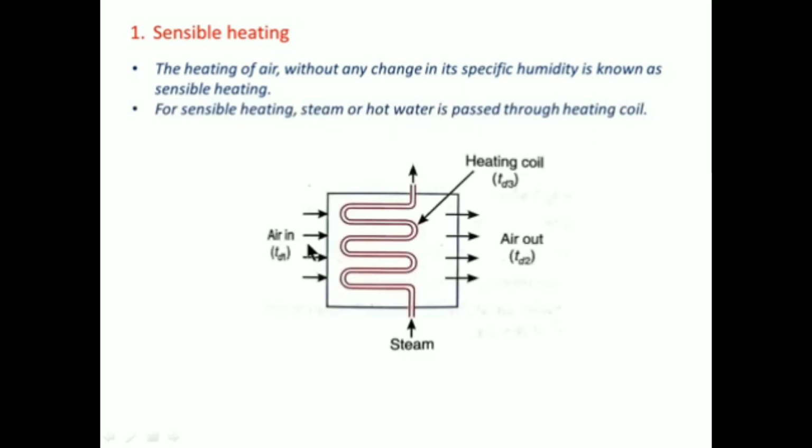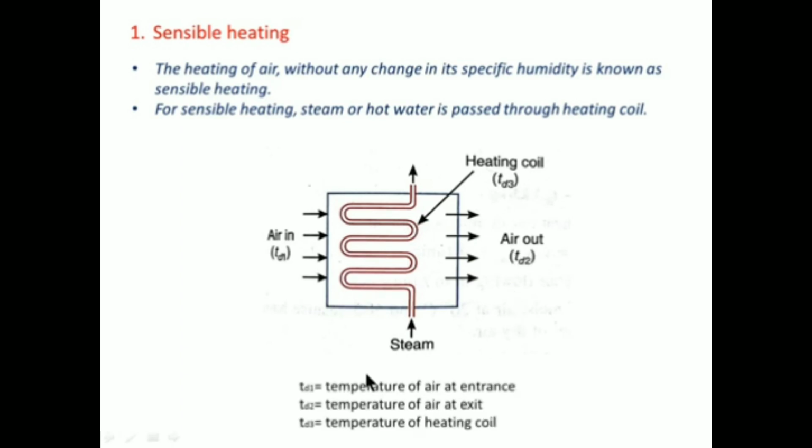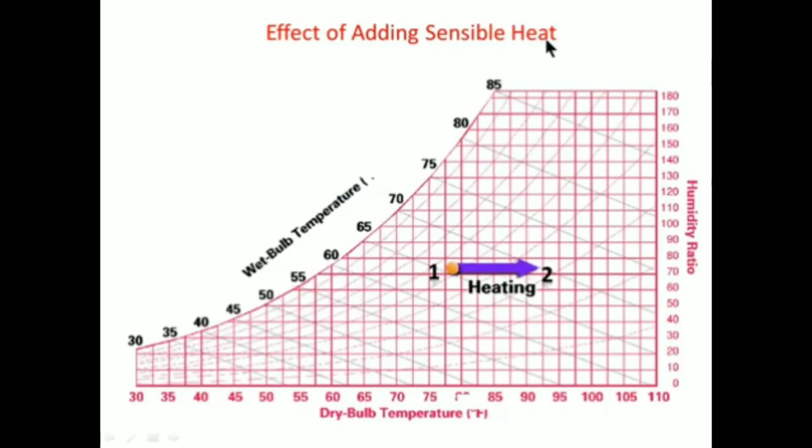So this is the diagram where we can see that air is entering at a dry bulb temperature TD1. It is passing over a heating coil where steam is entering at a temperature of TD3. So the temperature of the heating coil is TD3 and air is leaving at a temperature of TD2. So these are the various temperatures. Now the effect of adding sensible heat is that temperature is increasing. Dry bulb temperature is increasing at a constant humidity ratio or specific humidity value.